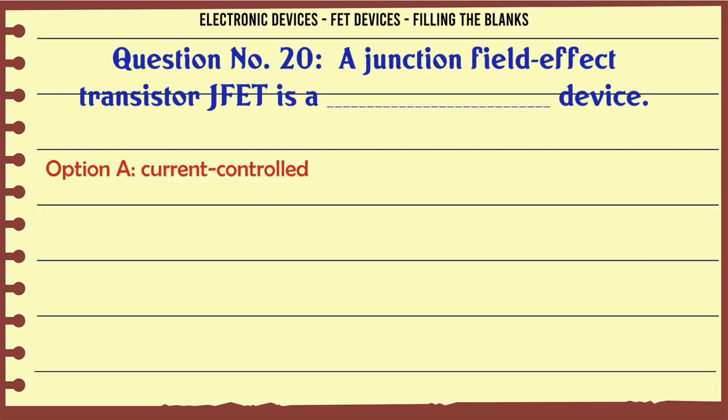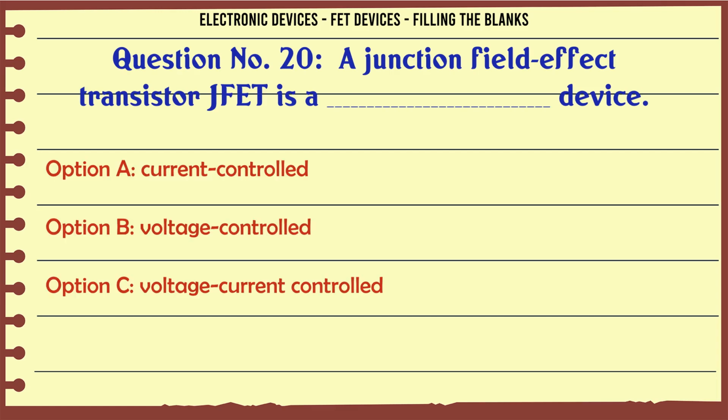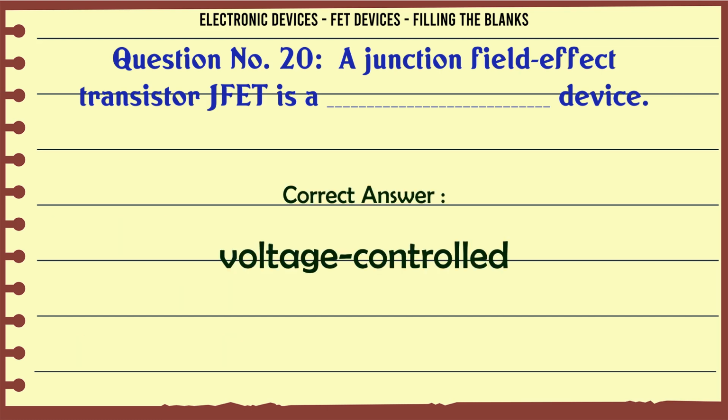A junction field-effect transistor (FET) is a device. A. Current controlled, B. Voltage controlled, C. Voltage-current controlled, D. None of the above. The correct answer is voltage controlled.